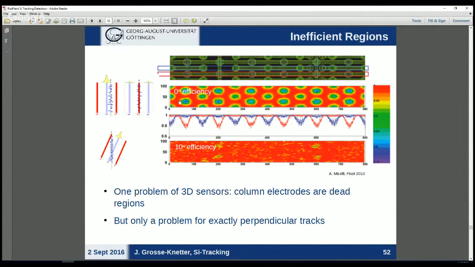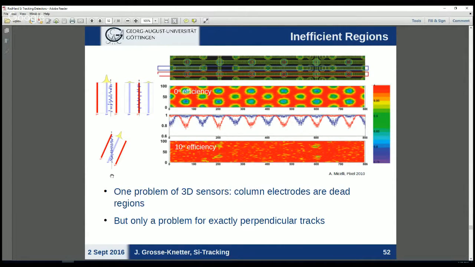That's an efficiency map. Red means it's good, so higher efficiency. Green or even blue means low efficiency, and you see the islands exactly match where the electrodes penetrate into the bulk. So that needs to be avoided.